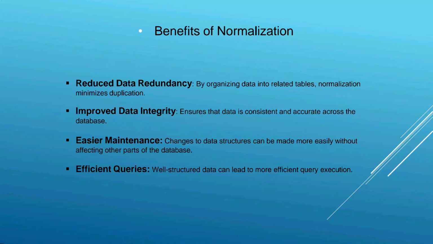First point is benefits of normalization. First one is reduce data redundancy. By organizing data into related tables, normalization minimizes duplication. Second one, improve data integrity. Ensure that data is consistent and accurate across the database. Third one, easier maintenance. Changes to data structures can be made more easily without affecting other parts of the database. Fourth one, efficient queries. Well-structured data can lead to more efficient query execution.